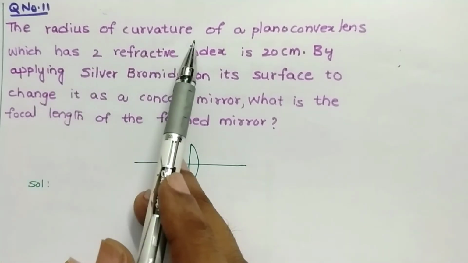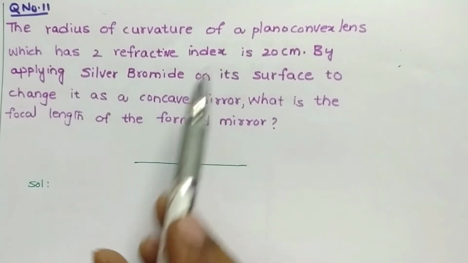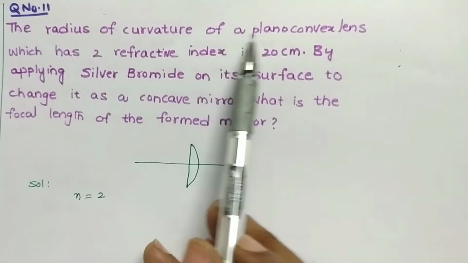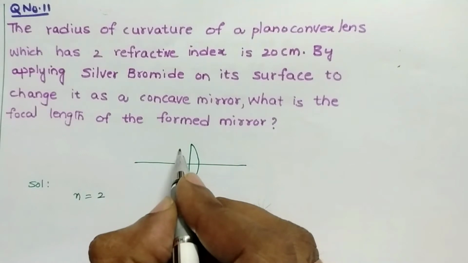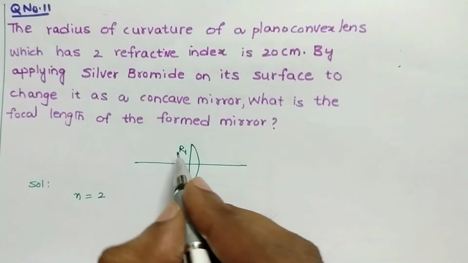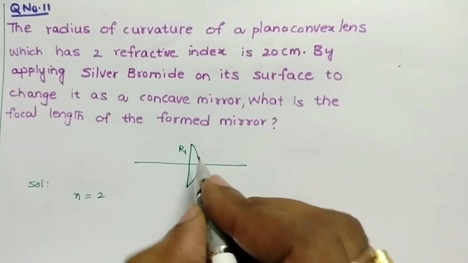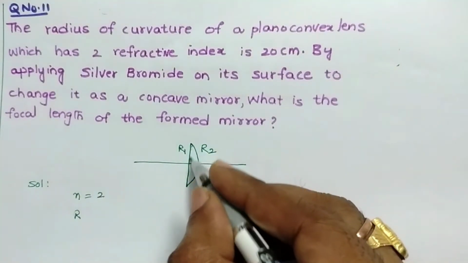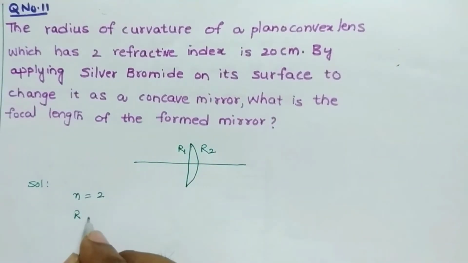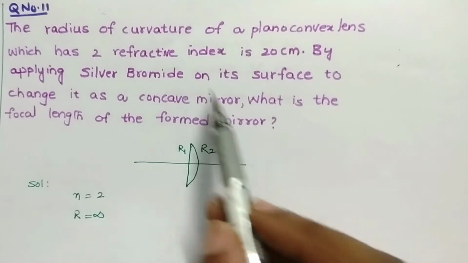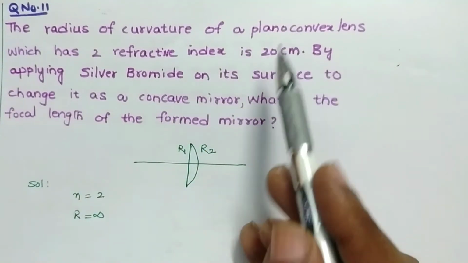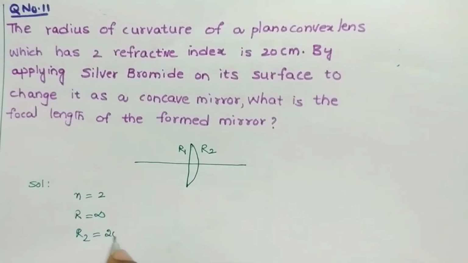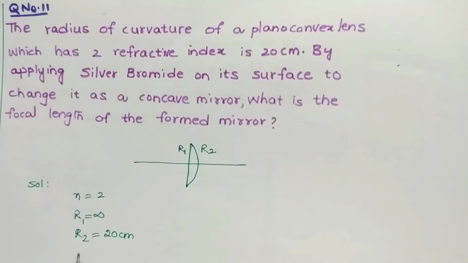The radius of curvature of a plano-convex lens which has refractive index n equal to 2 is 20 centimeters. This is the plane surface. The radius of curvature of this plane surface is taken as r1, and the radius of curvature of this convex surface is taken as r2. So r1 is equal to infinity, because the radius of curvature of a plane surface is infinity, as we already know. The second surface radius of curvature r2 is equal to 20 centimeters.